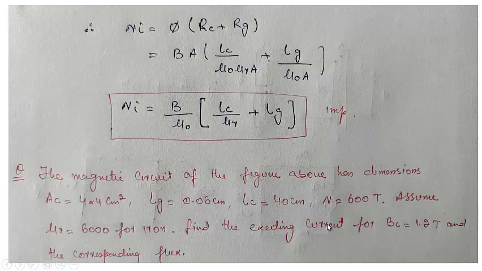This is the important result, and from this equation you can find out any unknown if the other parameters are given. For example, if you are given the value of B, Lc, mu r, Lg, you can find out the value of Ni or simply I. Or sometimes you may be asked to find out B, and these quantities are given. So you can find out any parameter if the other parameters are given. This is a very important equation.